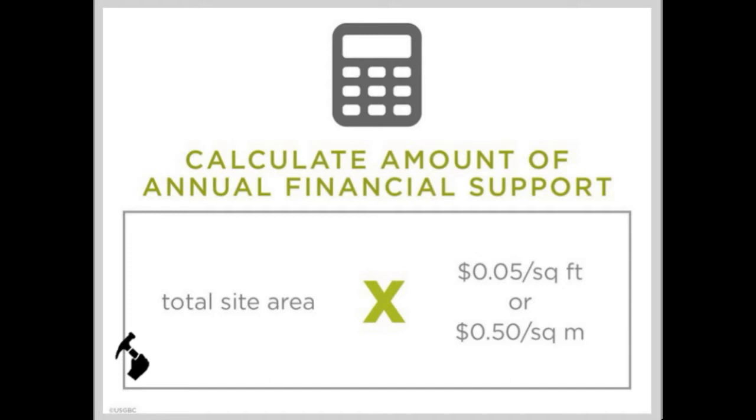Now let's look at Option 2. Step 1 under Option 2 is to determine the amount of financial support. Using the equation you see on the screen, projects should establish the minimum financial support that must be dedicated to a qualifying land trust or conservation organization. Projects should provide financial support equivalent to at least 5 cents per square foot or 50 cents per square meter.